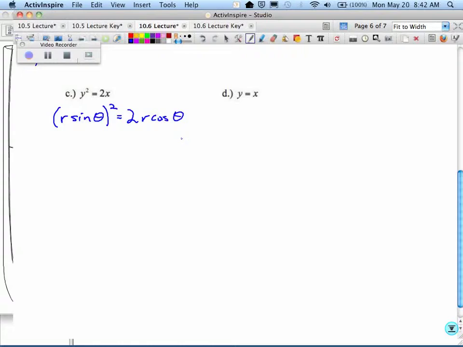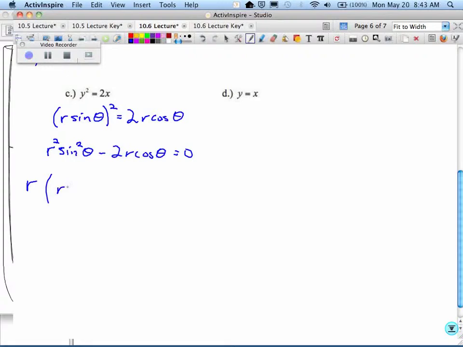Foil. We could square both of those things and bring over the 2r cosine of theta. Get it set equal to 0. We can factor out the r. It would leave behind r sine squared of theta minus 2 cosine of theta.